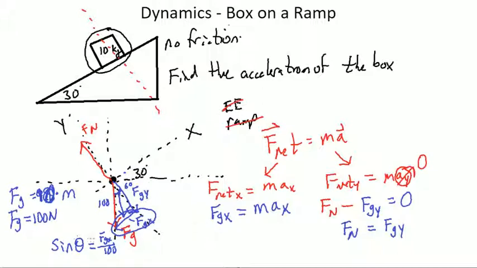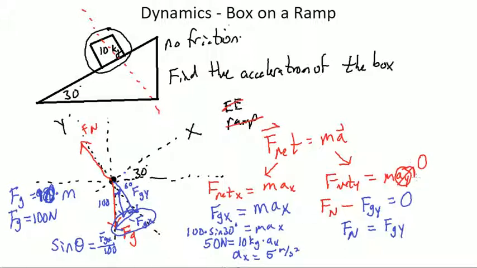So I know that Fgx, solving for Fgx, is 100 times the sine of 30 degrees. That's got to be m times ax. And I know that sine 30 is 1/2, so this is 50. 50 newtons has to be 10 kilograms times my acceleration in the x direction. 50 newtons divided by 10 kilograms gives me an acceleration of 5 meters per second squared in the x direction.